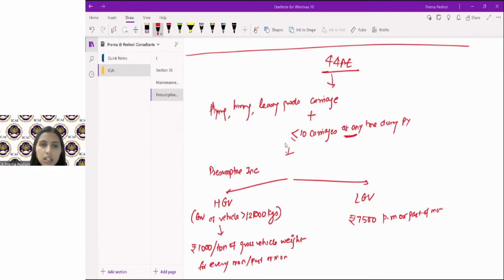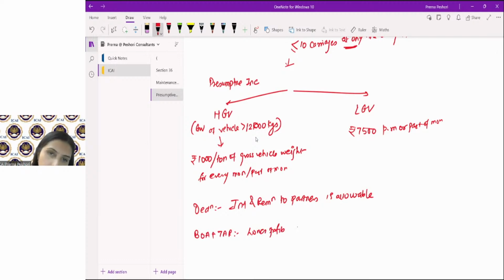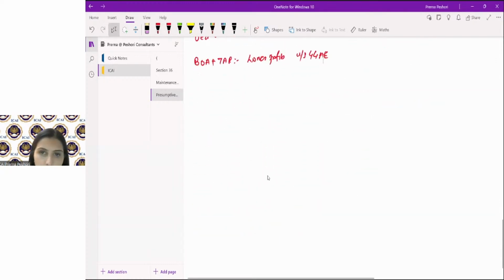Here, deduction of interest and remuneration to partners is allowable. So in 44AD and 44ADA, it was not allowable, but here it is allowable. Clear? Then books of accounts plus tax audit report, lower profits under section 44AE. Here there is no condition of the income exceeding the basic exemption limit. Are we clear? And advance tax here has to be in 4 installments and not 1 installment. So advance tax for 44AE is in 4 installments.